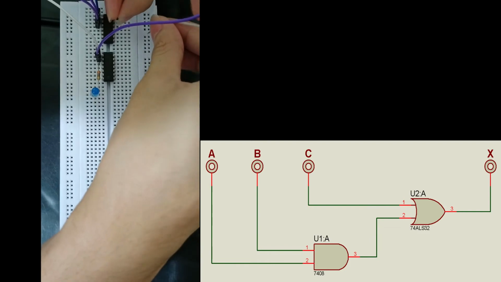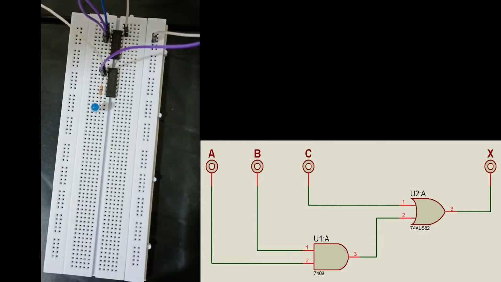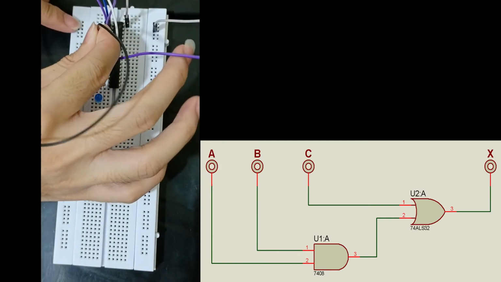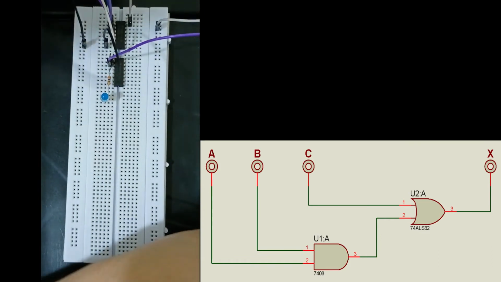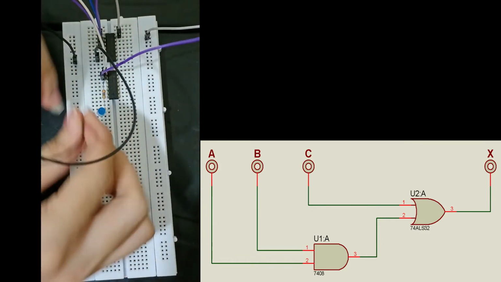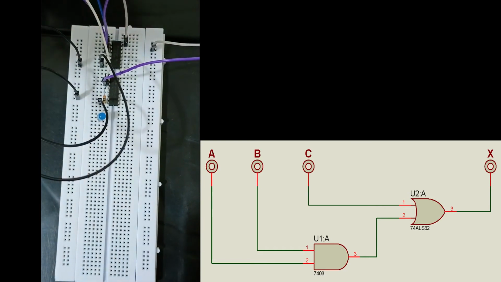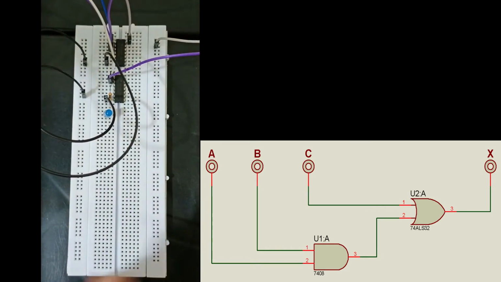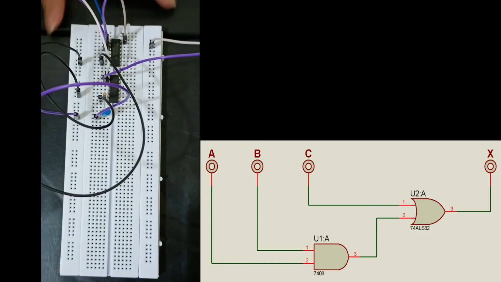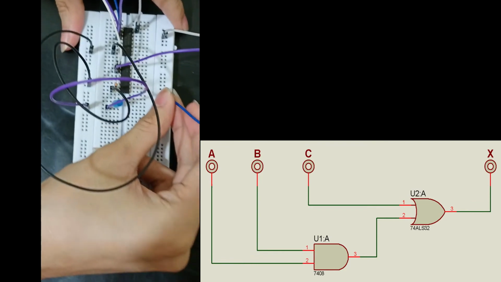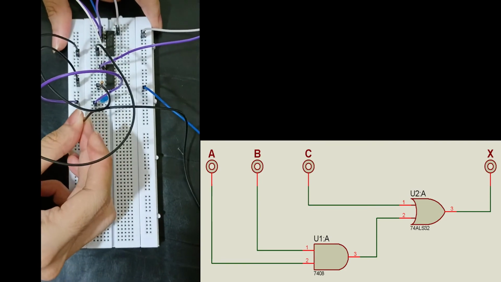The VCC to the source, then the connections to the ground. Followed by the positive and negative terminals of the power supply.